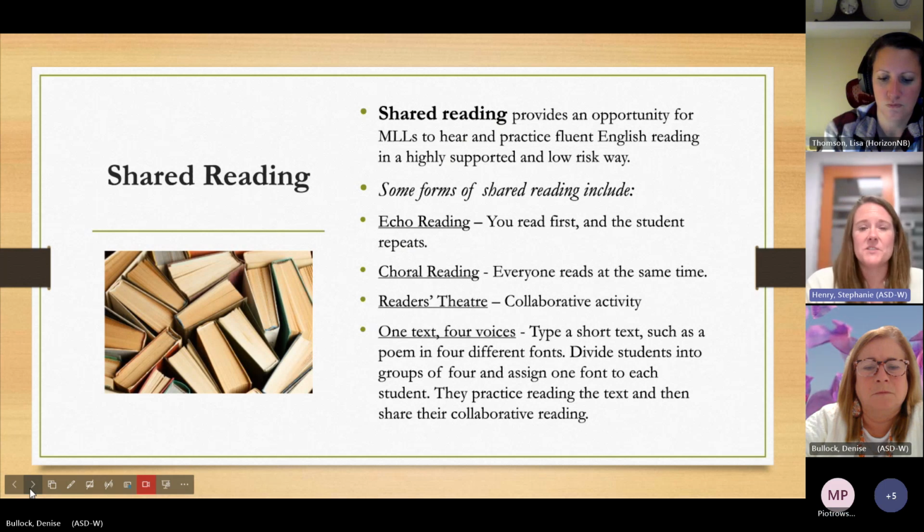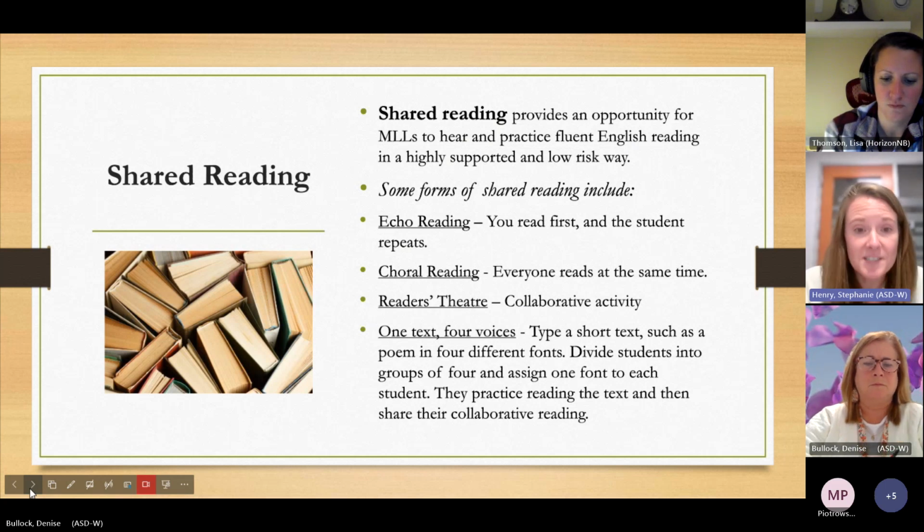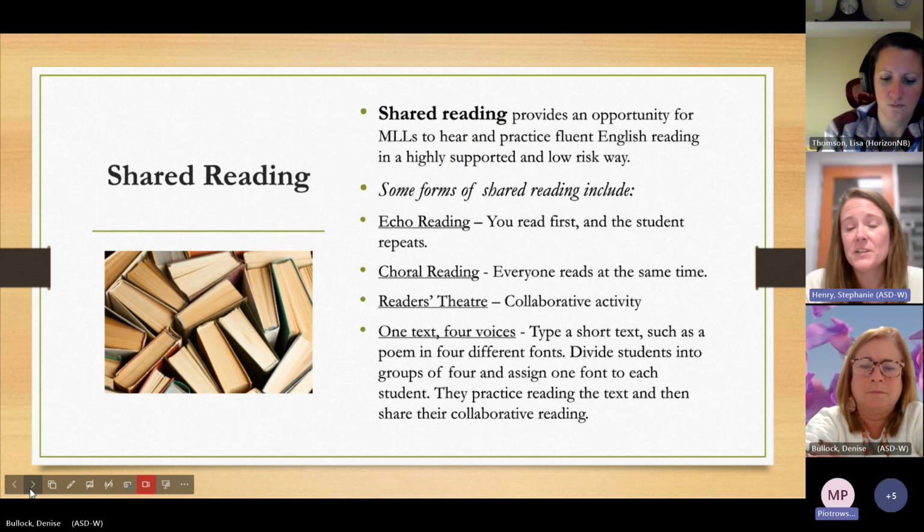Choral reading is when everyone reads at the same time. Takes the pressure off a student when they don't think that other people are listening to them, but you can still listen to them. Obviously, this is more so if you have more than one student. If you are just you and one student, then you're choral reading with them, but it just means that everyone's reading at the same time.